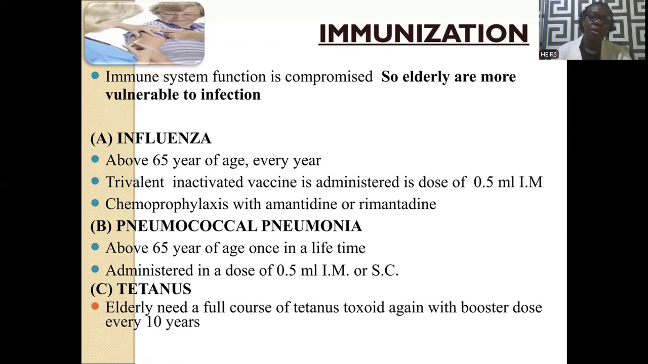Then pneumococcal pneumonia, there's also a vaccine that is given above the age of 65. It is given once in a lifetime as a single dose of 0.5 ml intramuscularly or subcutaneous. Then tetanus, elderly people need a full course of tetanus toxoid again with a booster dose every 10 years.